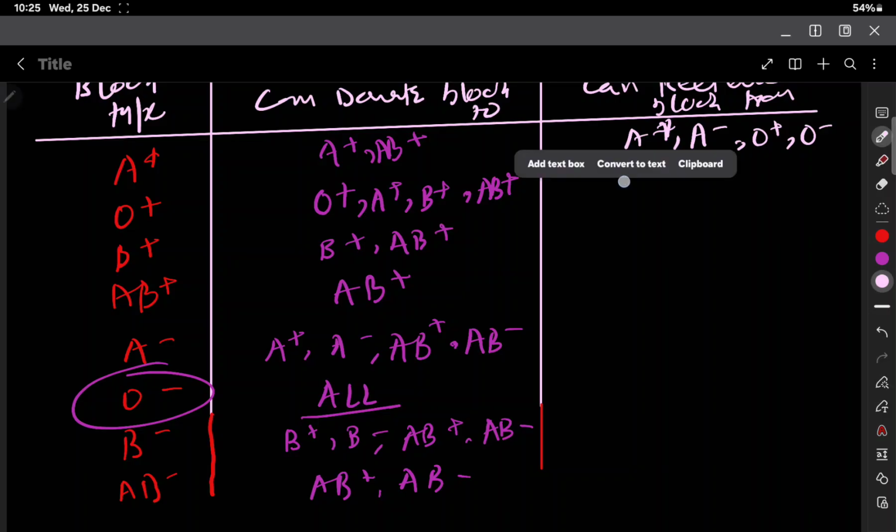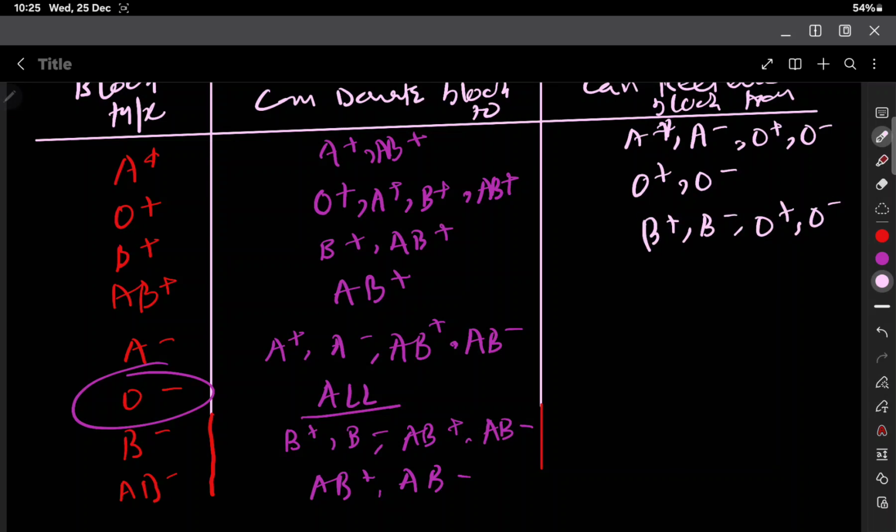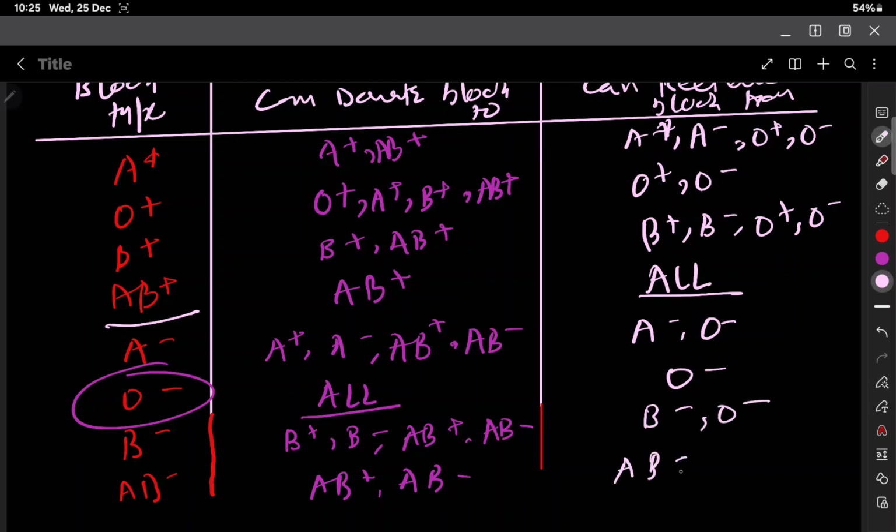So second one is O positive can receive blood from O positive and O negative. B positive can receive blood from B positive, B negative, O positive, O negative. Okay. AB positive can receive blood from all, that's why it is a universal recipient. AB positive universal recipient, O negative universal donor. O negative can receive blood from O negative. B negative can receive blood from B negative, O negative.